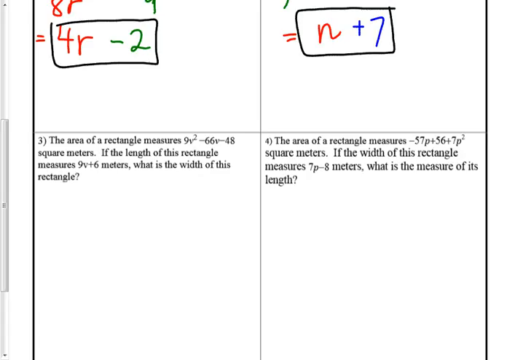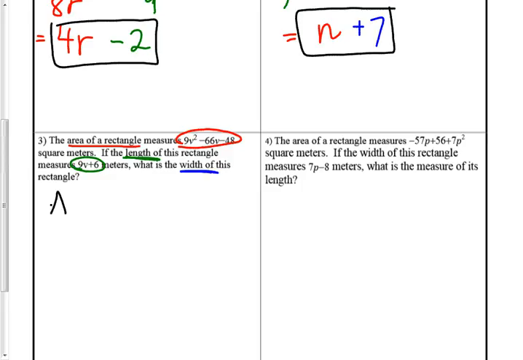Okay, a couple more area problems here. The area of a rectangle measures 9v squared minus 66v minus 48. And if the length is 9v plus 6, what is the width? Okay, so we're looking for width again.